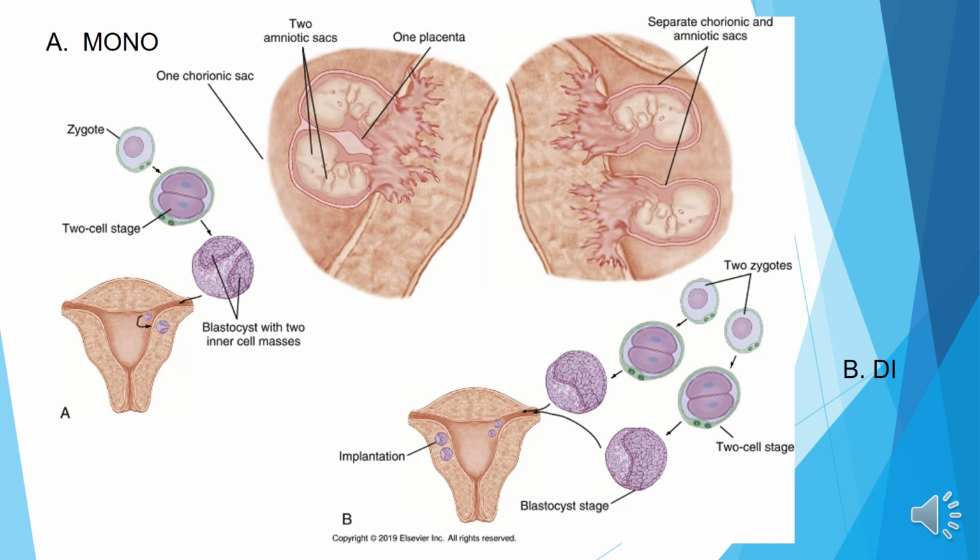They can share a placenta, they can share an amniotic sac, or they can have their own placenta and their own amniotic sacs. It's best if they have their own amniotic sac and their own placentas, because there can be twin-to-twin transfusion, where if they're transfusing through one placenta, one baby can get more blood and actually take blood from the other.